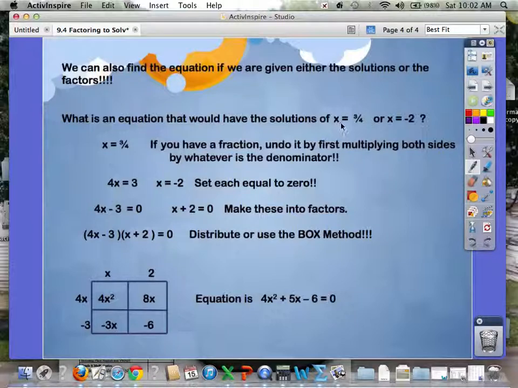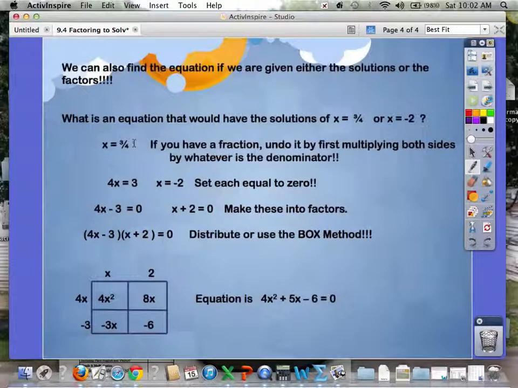All right, so let's take this x equals 3/4. Now, how in the world can I make that into a factor? Well, the first thing you want to do is when you read this, it's really x is equal to 3 divided by 4. Okay, the last thing I said was divided by 4. So that's going to be the first thing you do when you undo it.